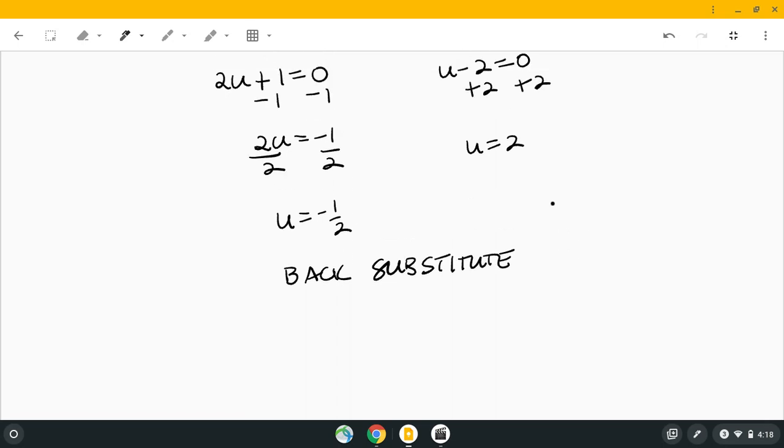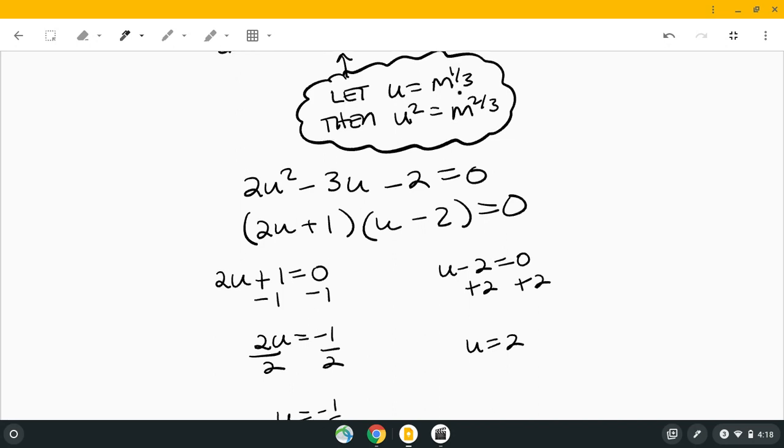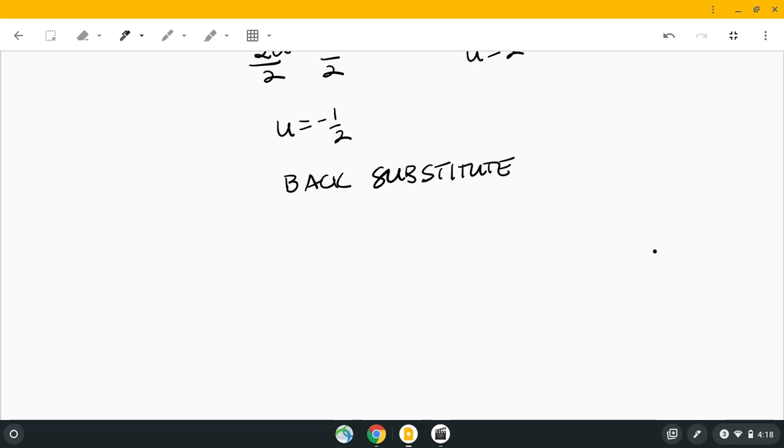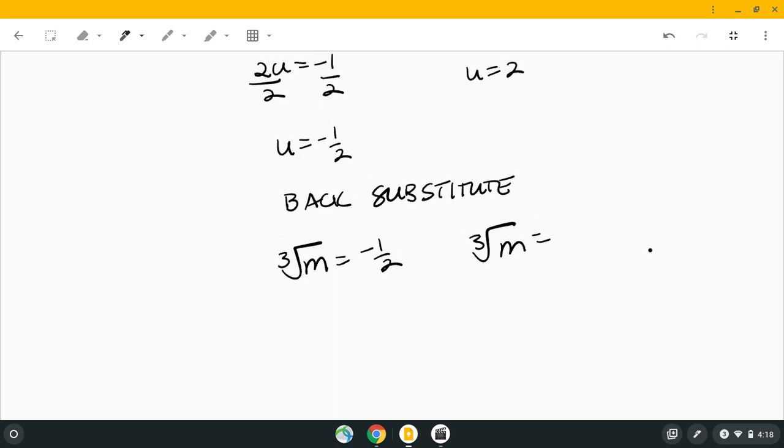And let's see, what is u? U is m to the 1/3. M to the 1/3 is the same as cube root. Okay, so cube root m equals -1/2. Cube root m equals, what is this one? 2.